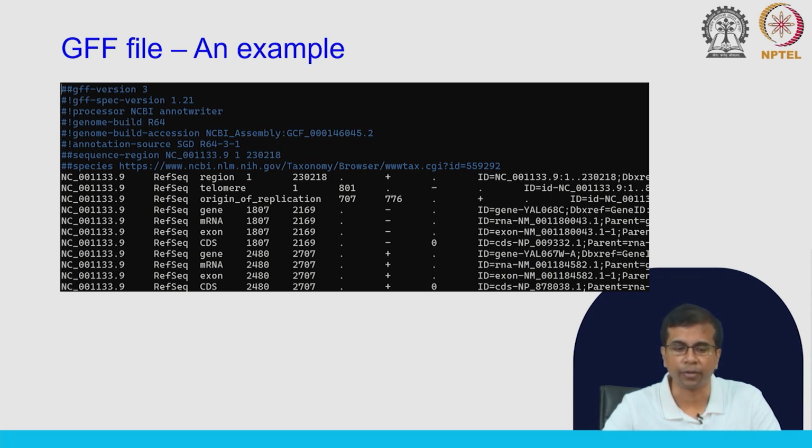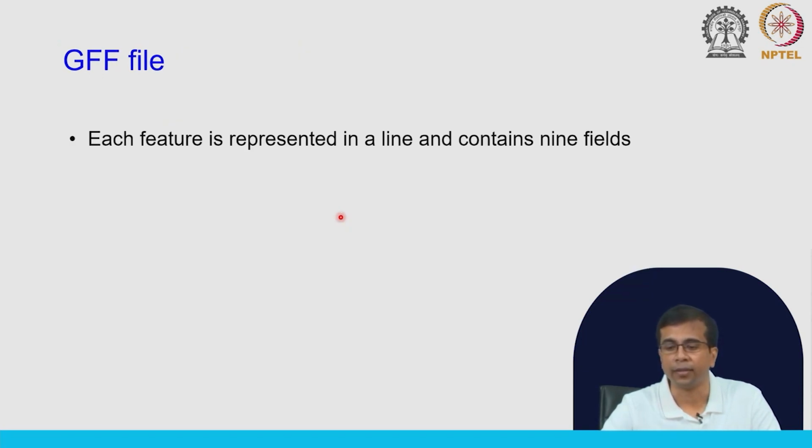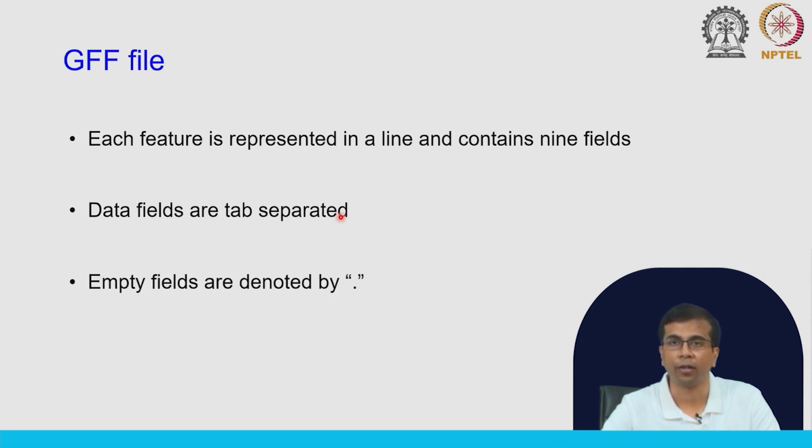So, these NC numbers, right, these are the IDs of the chromosomes, then you have the source, then you have some other information. Okay. So, we will discuss what these fields are in a moment. Each line is a feature in the genome and this is represented by 9 fields. These 9 fields are tab separated and the empty fields are denoted by a dot, as we have seen for other files as well. So, if you do not have information, you just put this dot.